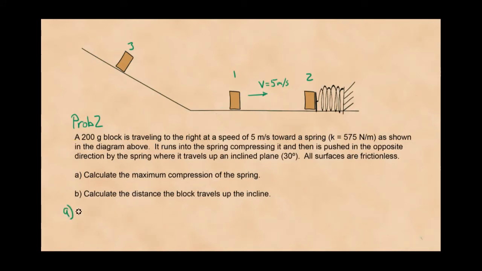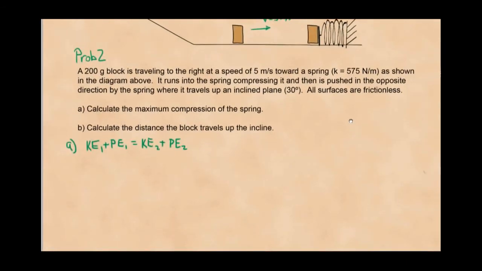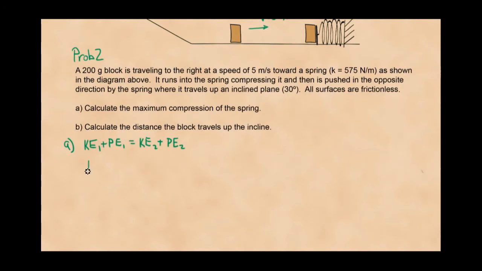So for part A, calculate the maximum compression in the spring. We're going to go from position 1 to position 2. So this is our energy conservation problem. We have a kinetic energy in position 1 of 1/2 mv squared. And in this problem we have two types of potential energy. There is gravitational potential energy, so mgh for position 1, and because there's a spring in the problem, there's also a possible potential energy for the spring. And then in position 2 we have the same thing, just with subscripts of 2.